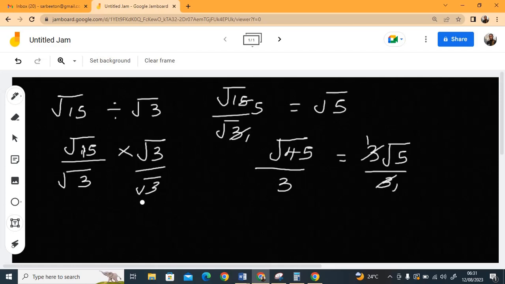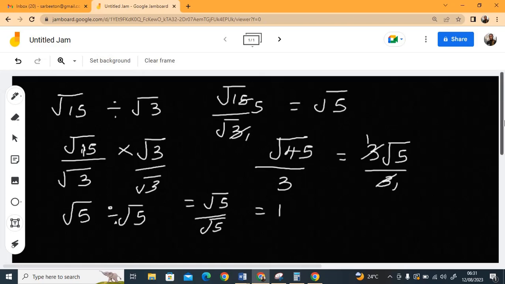Let's assume another one: root 5 divided by root 5. As you all know, this is root 5 over root 5. This will give you 1. So there is no term that is difficult here. So let's check another thing under this particular division.